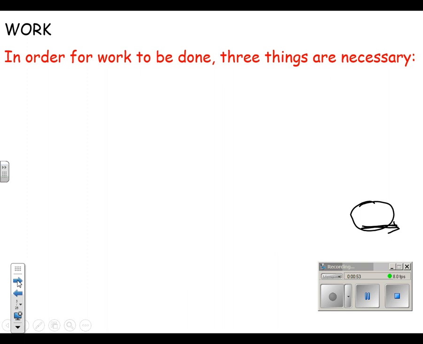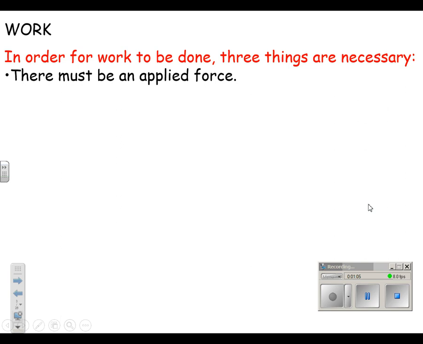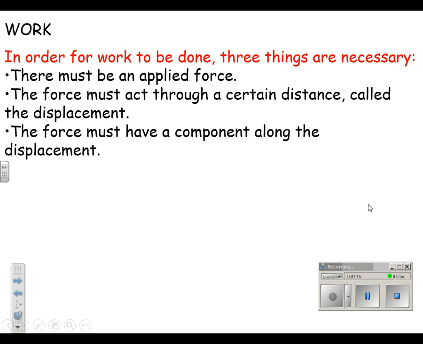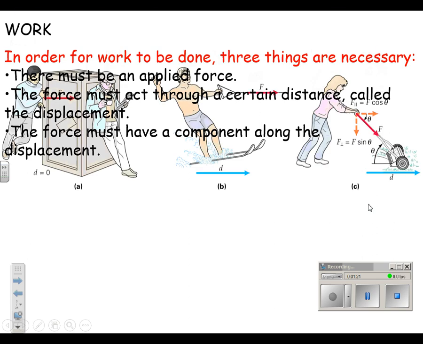Now, for work to be done, 3 things are necessary. 1, there must be an applied force, and 2, it has to be moving, so there has to be a displacement. And 3, the force and the displacement have to be in the same plane with each other. That's to say the force must have a component along the displacement.